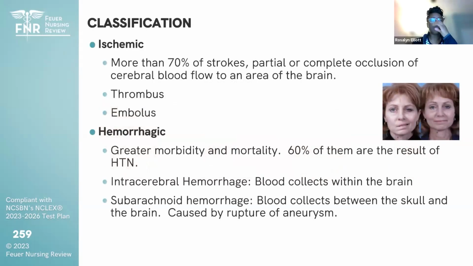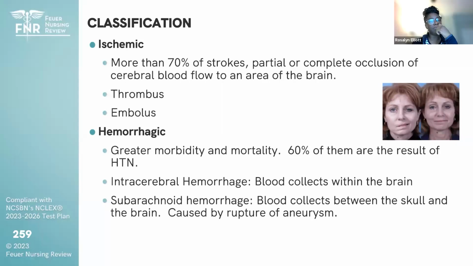So your ischemic strokes, more than 70% of them are that. A complete occlusion of the flow to the brain, because that can be from a thrombus or an emboli. So an embolus is one that traveled to it, right? So it's blocking that blood vessel. A thrombus is sitting and occluding that blood vessel.